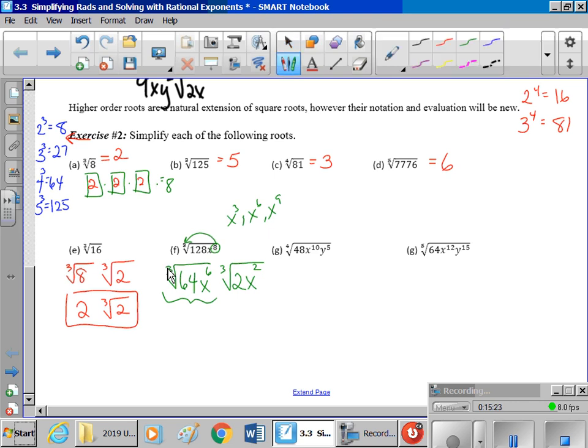So my cube root of 64, I have that up here, is 4. 6 divided by 3 is 2. And then that cube root, now make sure you keep the 3 on the inside so it doesn't look like a power. 2x squared stays on the inside. Again, we don't touch this part. That's the part that we can't touch. It's not a perfect cube.